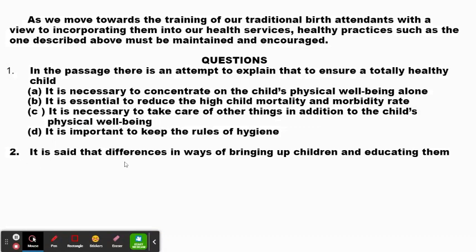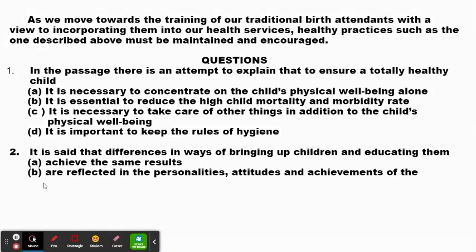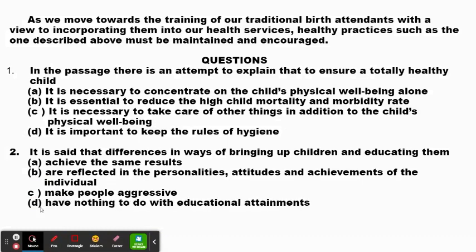Question number two, it is said that differences in ways of bringing up children and educating them, A, achieve the same results, B, are reflected in the personalities, attitudes, and achievements of the individual, C, make people aggressive, D, have nothing to do with educational attainments. Again, some of the things mentioned here, the options are not in any way implied or stated in the passage. So let's eliminate. A, achieve the same result. It's not stated anywhere in the passage.